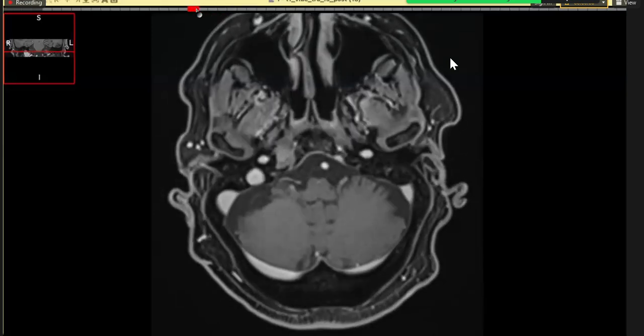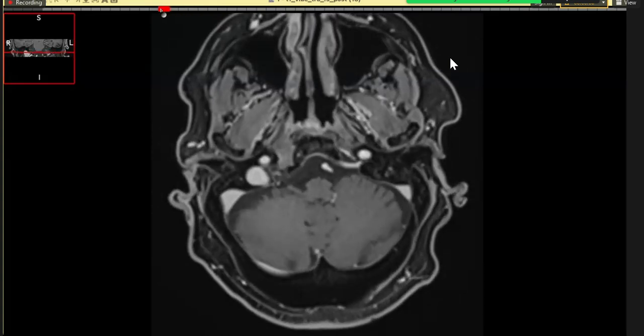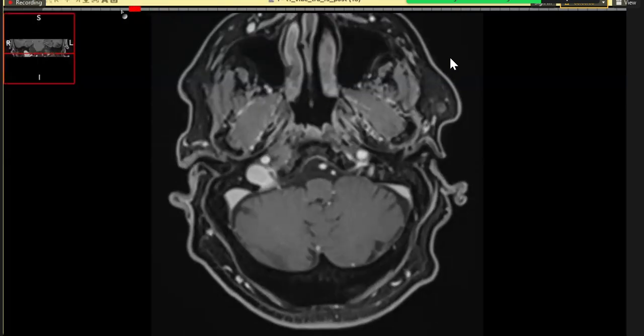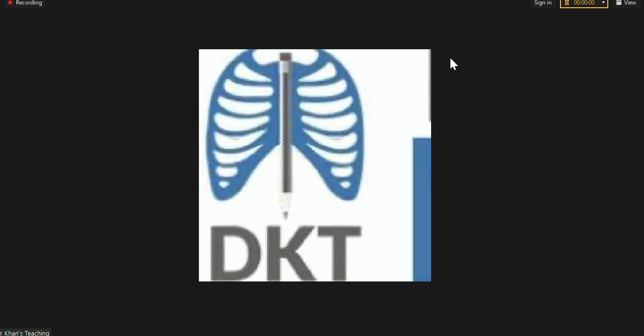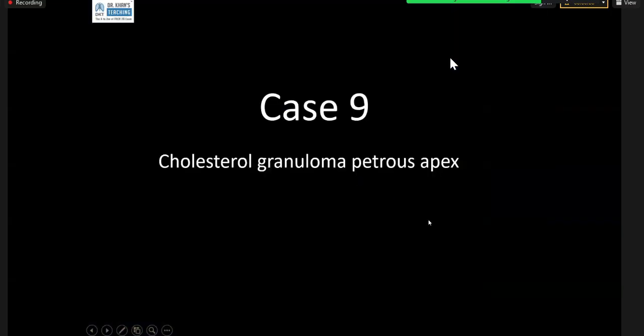Yeah, so as it's bright on T1, I'm thinking of a cholesterol granuloma in the petrous apex. Good. Thank you. So this was a cholesterol granuloma of the petrous apex.